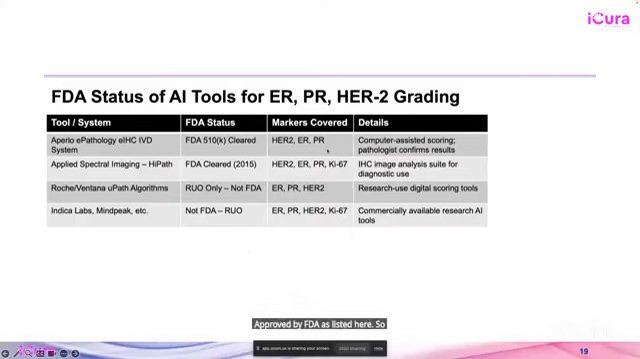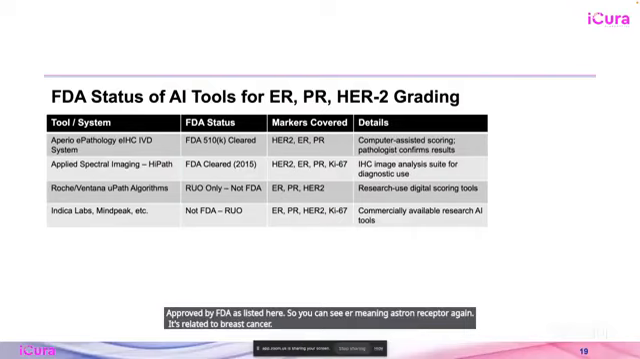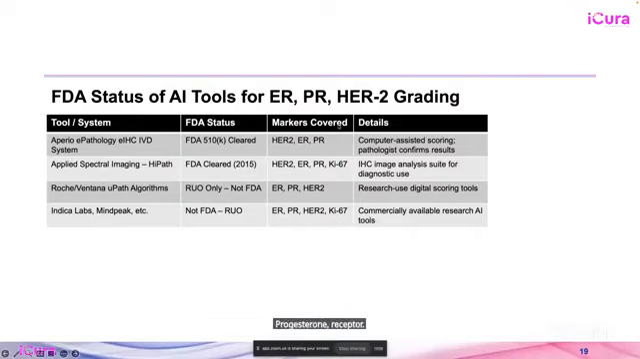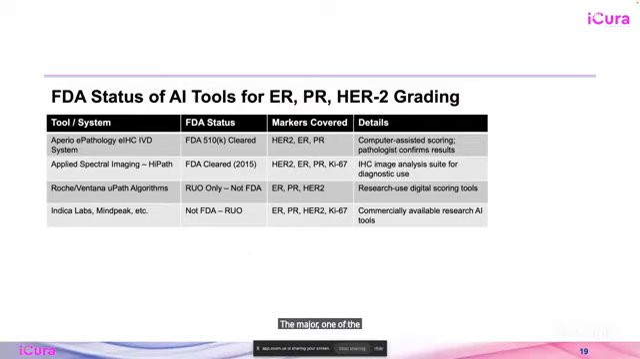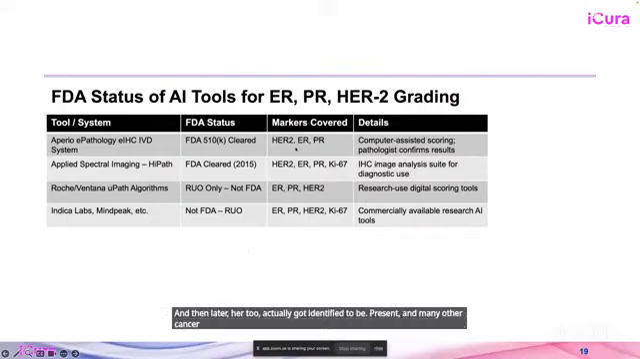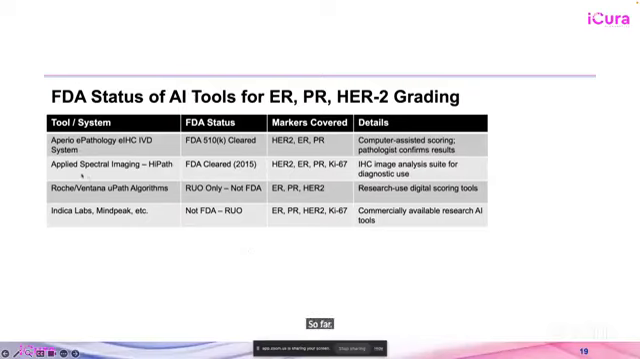So you can see ER, meaning estrogen receptor. Again, it's related to breast cancer. PR is progesterone receptor. All these three markers are tightly related to breast cancer. And breast cancer appears to be one of the major cancer types that gets heavily studied with these predictive markers. And later, HER2 actually got identified to be present in many other cancer types, for example, gastrointestinal cancers and stuff like that.